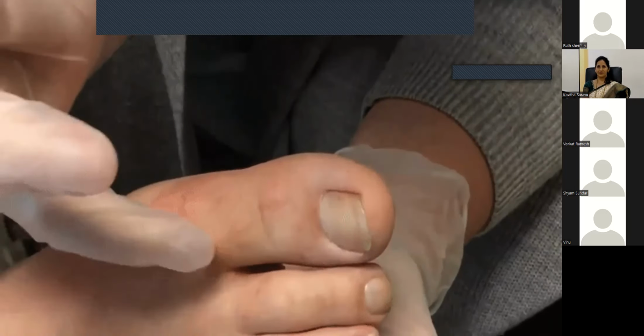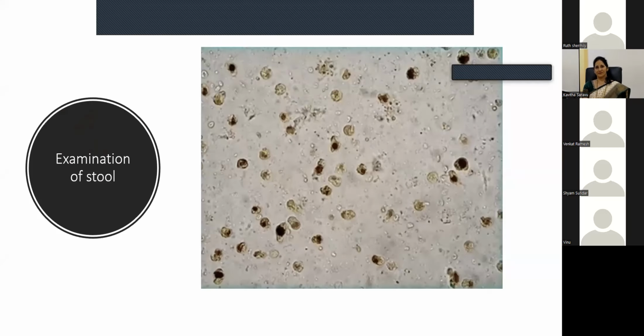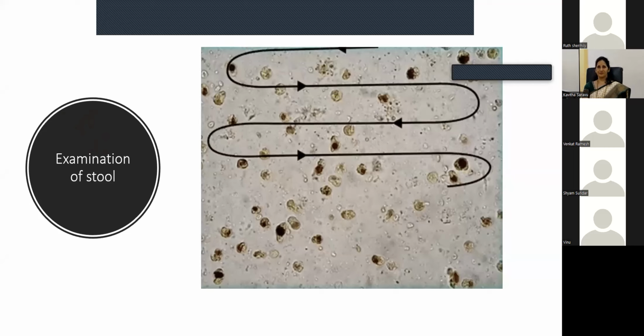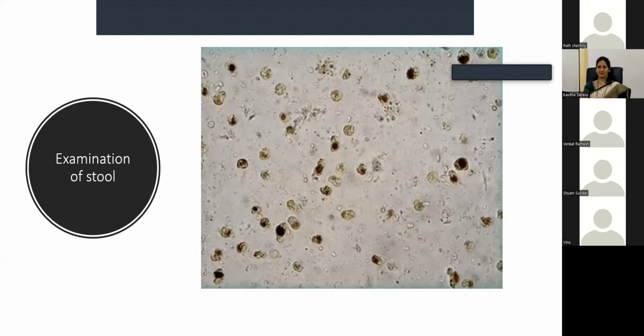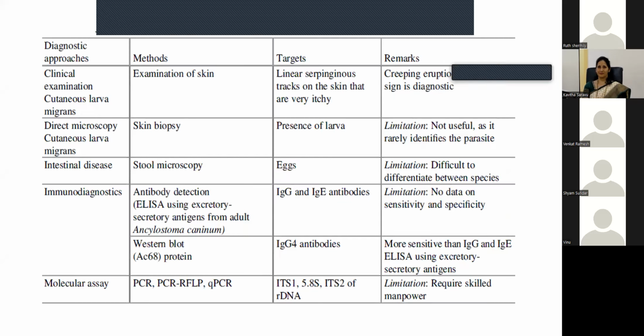Right. So here you can see the eggs and how to observe under the microscope. You have to examine the slide in a zigzag manner under low power, and if you see something suspicious, then look at high power. So what are the other diagnostic methods other than the microscopy?